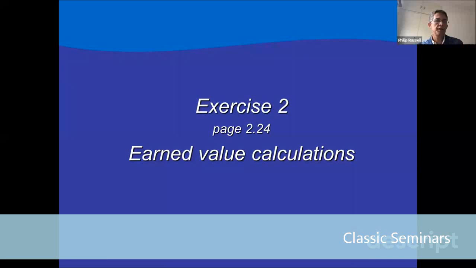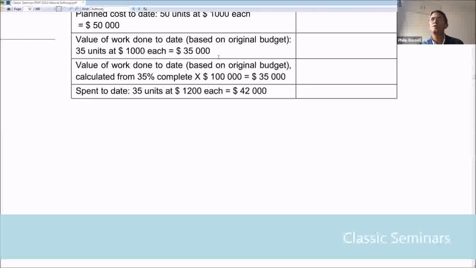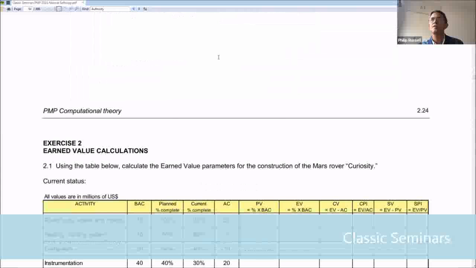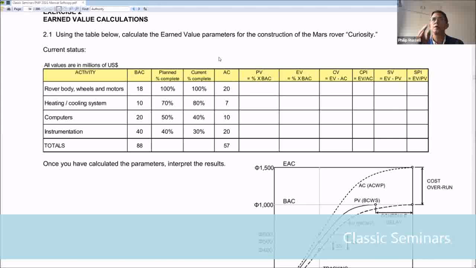Right, we're now on to the next exercise. So go to your exercises at the back of your book. And this is the next one that we're doing. Using the table below, calculate the earned value parameters for the construction of the Mars rover Curiosity. So we need to go and calculate the PV, the EV, the CV, the CPI, the SV, and the SPI.